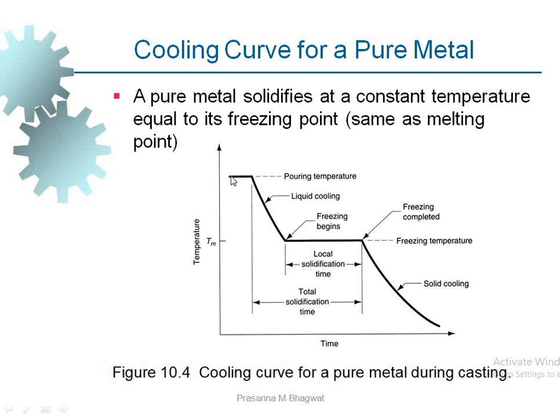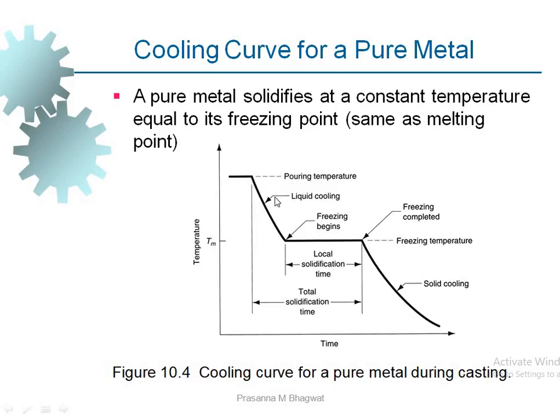Here you can see this is the pouring temperature. When you pour the metal in the pouring cup, that is called the pouring temperature. Once you pour the metal, it comes through the downsprue, and this is called the liquid cooling. In this range, the metal is in the liquid form, and here it will start freezing. That means solidification starts and it goes on at a constant temperature, and when freezing gets completed, solid cooling will start. So this is the cooling curve for the pure metal.